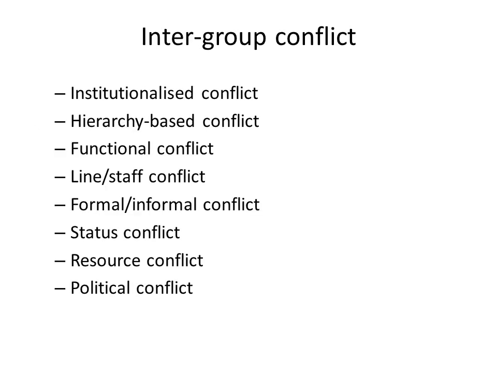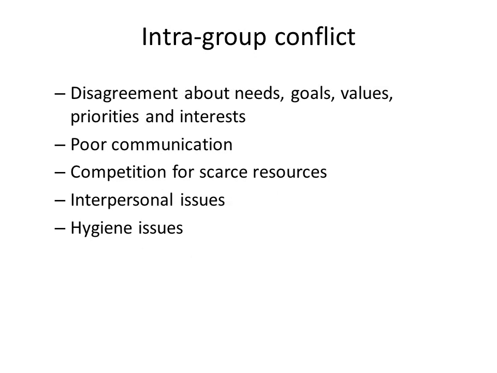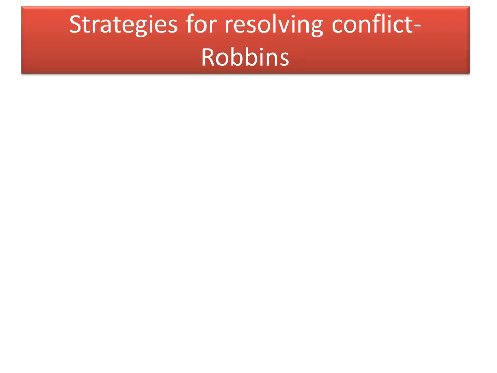All causes there. We can get intergroup conflict, which is institutionalised conflict, hierarchy-based, functional, line, formal, status, resource and political. And we can have intra-group conflict, disagreement about needs, poor communication, competition for scarce resources, interpersonal issues and hygiene issues. So intra means within your own organisation. How do we resolve conflict?